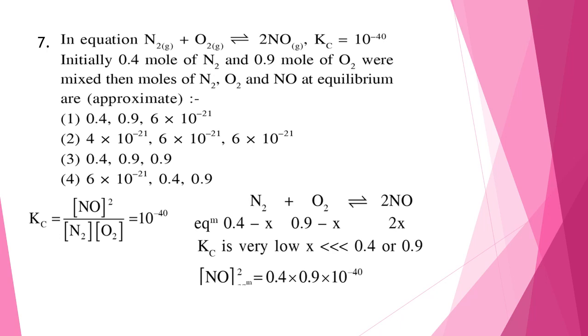From the equation we can find NO square by replacing the values of N2 and O2 as 0.9 and 0.4. We get NO whole square equal to 0.4 into 0.9 into 10 to the power minus 40. So therefore we get NO is equal to 6 into 10 to the power minus 21. So the correct answer here will be option 1, that is 0.4, 0.9 and 6 into 10 to the power minus 21.